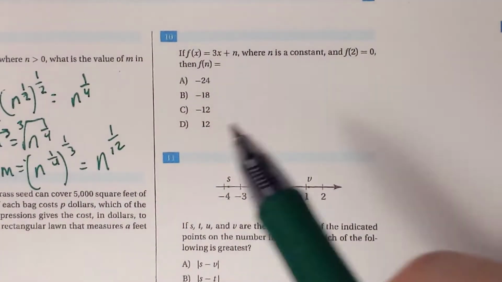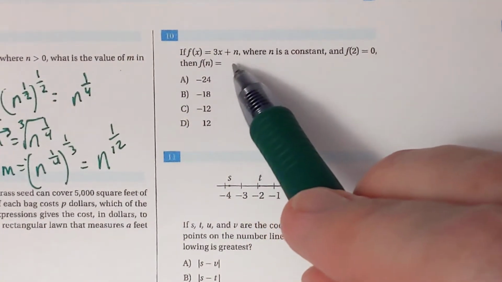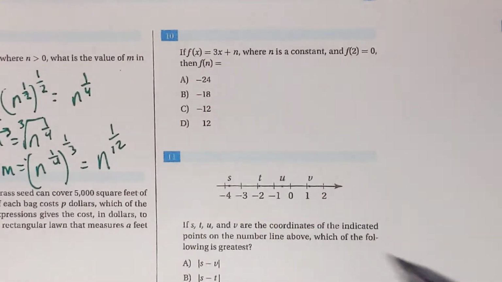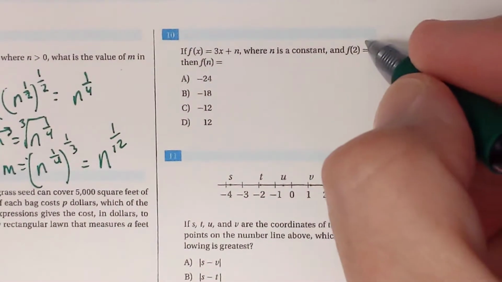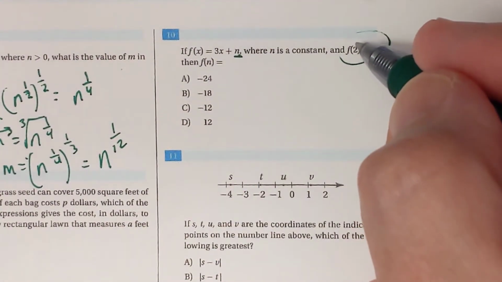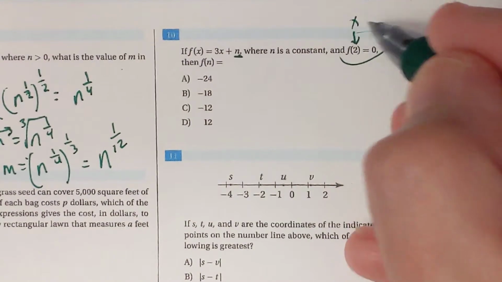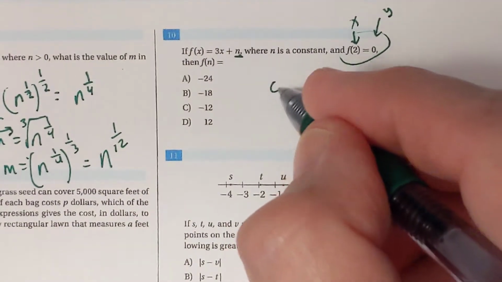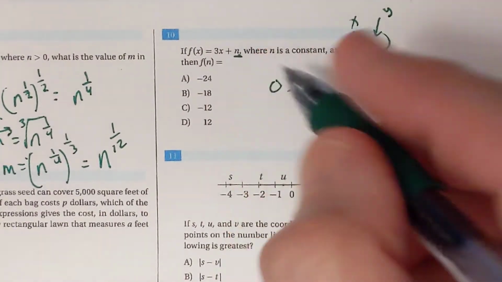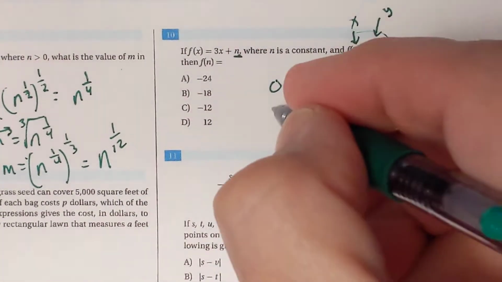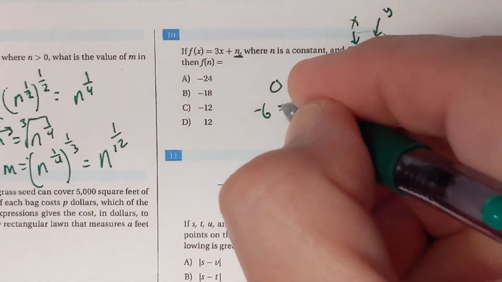So this one says, if f of x equals 3x plus n, where n is a constant, and f of 2 is 0, then find f of n. So this is a two-part problem. First, I have to solve for the value of n with this information. In f of 2, the 2 represents the x value. The 0 then is the value of the function, or the y. So 0 equals 3 times 2 plus n. So we find out that n is equal to -6 when you solve.